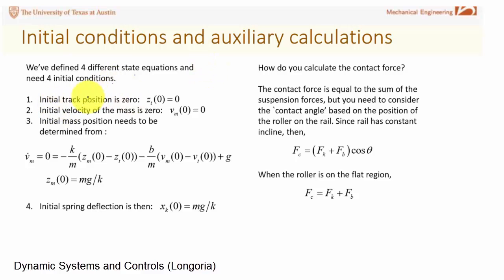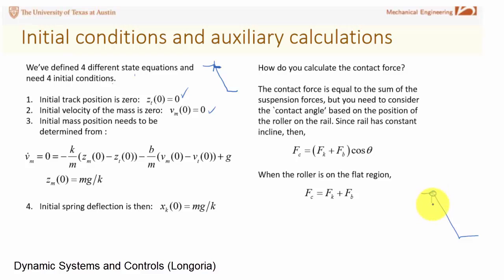Since the track begins at 0, we'll take zt of 0 to be 0. We're also going to say that initially the mass is not moving, so that's an easy one. V of m at time 0 is 0. Now, what is the initial mass position? Well, we know it's hanging from the rail.